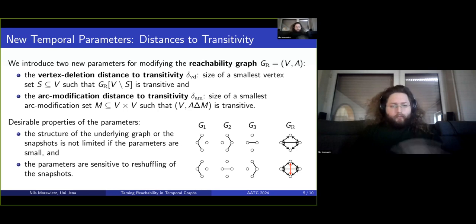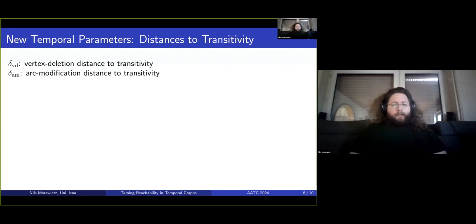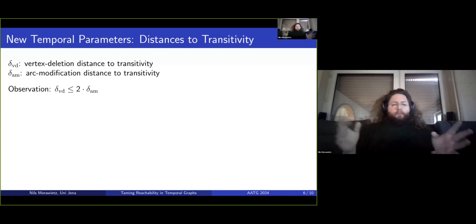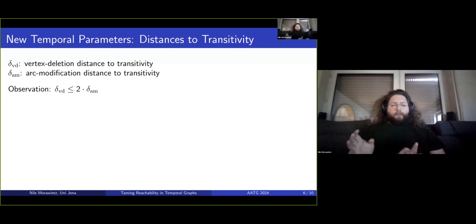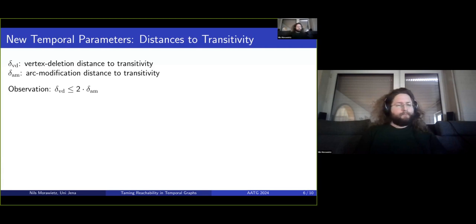Okay, so what did we do with these parameters? First observation for the vertex deletion and arc modification distance. One can easily see that the vertex deletion is at most 2 times the arc modification distance. It's like, give me an arc modification set. I take the endpoints of this arc modification set, remove them from the graph, and the rest is transitive. So the vertex deletion distance is never that big.